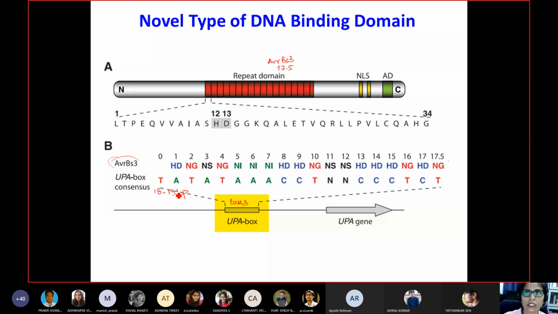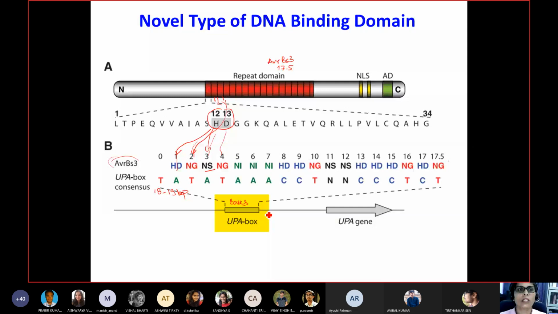one repeat is basically contacting one DNA base. I will come to how they established it. What they are saying is that every repeat, for example, has 34 amino acids. From the first repeat, the 12th and 13th residues contact the first base pair, and from the second repeat, the 12th and 13th contact the second base pair, and from the third, 12 and 13 again. Similarly, for 17.5 repeats, they contact one-to-one base pairs. This was their observation and they proved it in the paper.